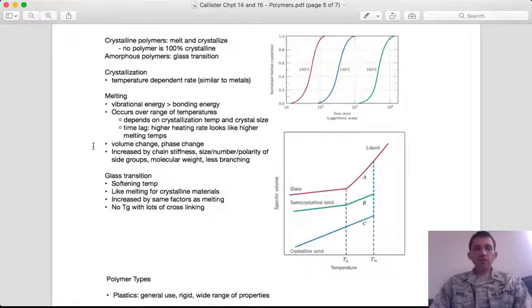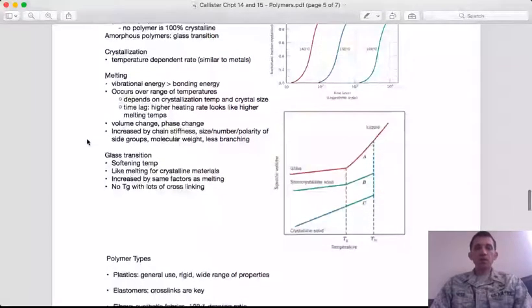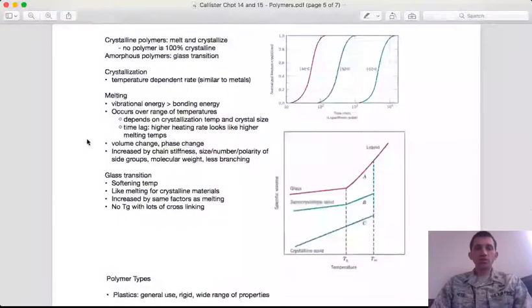Both melting temperature and glass transition temperature depend upon the molecular structure of the polymer. The melting temperature is going to depend on the size of a crystal, right? So the larger the crystal, and the more crystalline the material, the higher the melting temperature will be. Also, there is a time dependence here.